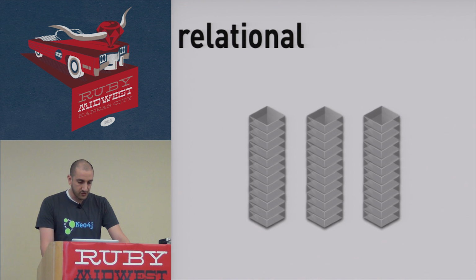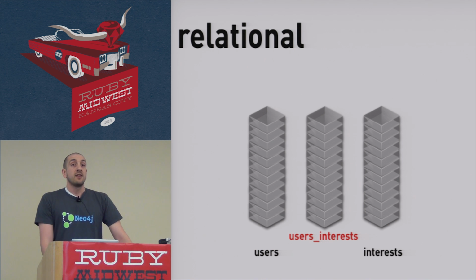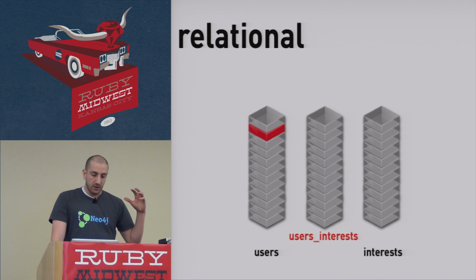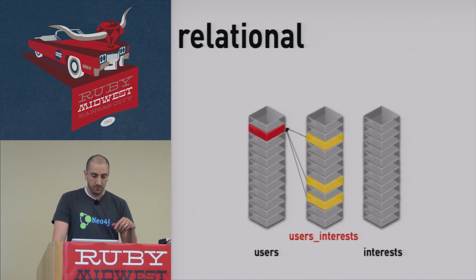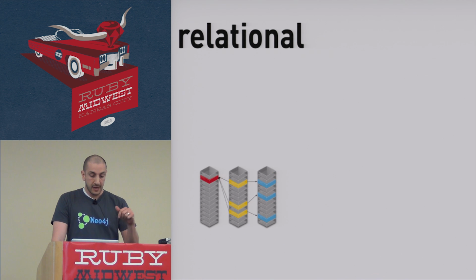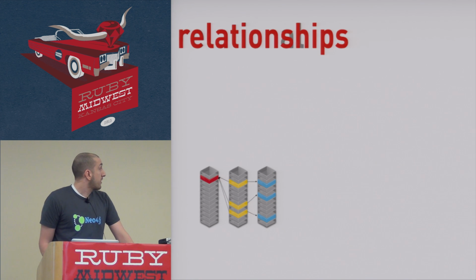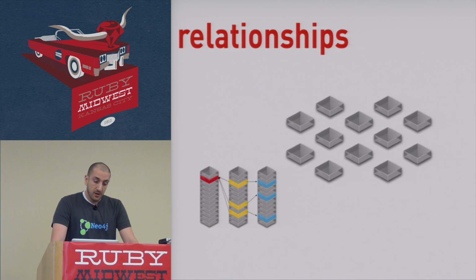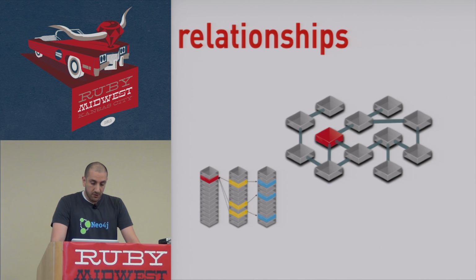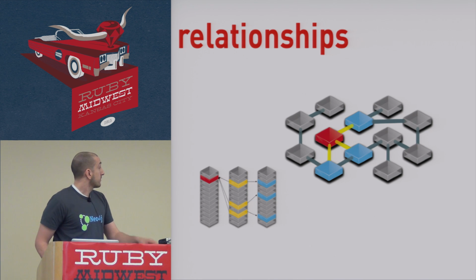So quick example, relational. You have users, you have interests, and then you have a ref table that's user interests. And what you do is, if you want to know what the user's interests are, you say, here's the user, look him up in the reference table, and then you find the interest, right? So instead of relational, if we thought of relationships, you start here and you say, give me the interests directly.